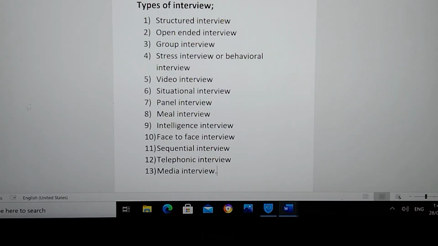The first one is structured interview. Now, what is structured interview? An interviewer or researcher creates a set of interview questions in advance and they are asked in the same order. It is also known as patterned interview, planned interview, or standardized interview. It means in this interview, the questions are already written.